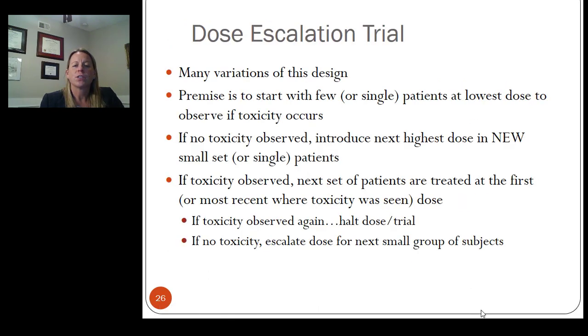There are many variations of this type of trial design, and the premise is to start with few or single patients at the lowest dose to observe if any toxicity occurs. And then if no toxicity is observed, then the next dose is introduced, and that process is followed until a dose is reached that's viewed as too toxic for the population. This design can also be utilized to evaluate a treatment effect. Usually it starts the other way. It starts at the highest dose and works downward to the point that there's a loss of treatment effect.